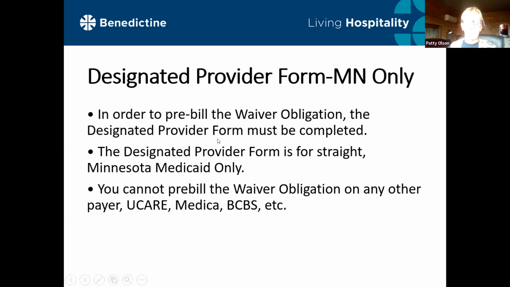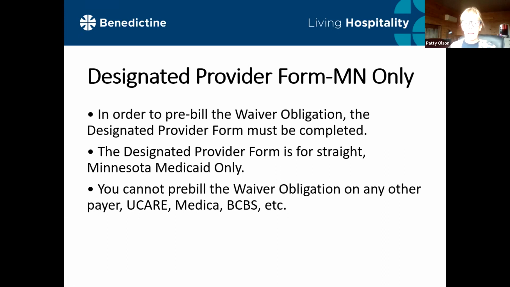And just a reminder for Minnesota only again that in order to pre-bill the waiver obligation, the designated provider form must be completed. The designated provider form is only for Minnesota Medicaid. And we can never pre-bill the waiver obligation for any other payers, such as UCare, Medica, Blue Cross, Health Partners. We have to wait until we're remitted on those. So this designated provider form, again, is for Medicaid only.